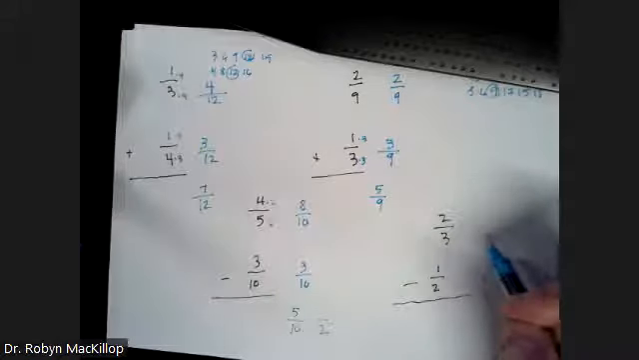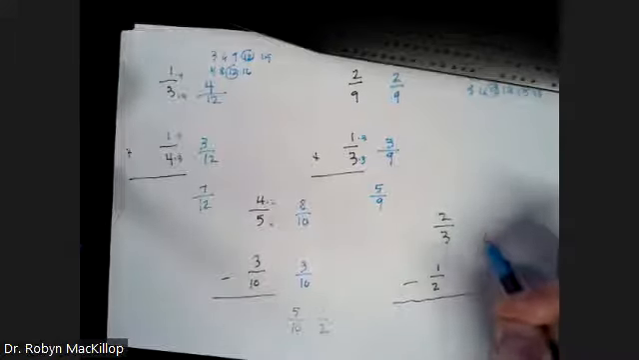All right, last one. 2 over 3 minus 1 over 2. And 3 and 2 both go into what number? Sometimes it's as easy as just multiplying the 2. 3 times 2 is 6. If you multiply them, you know absolutely they're both going to go into it.